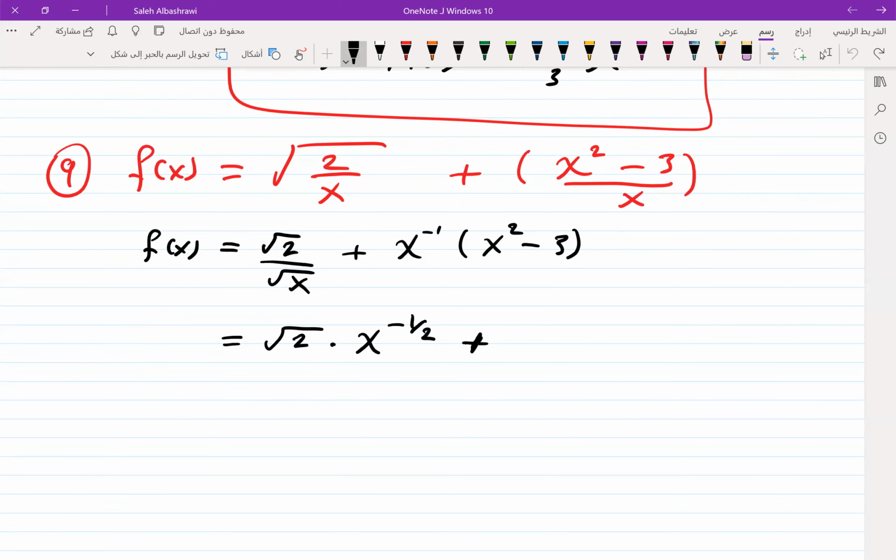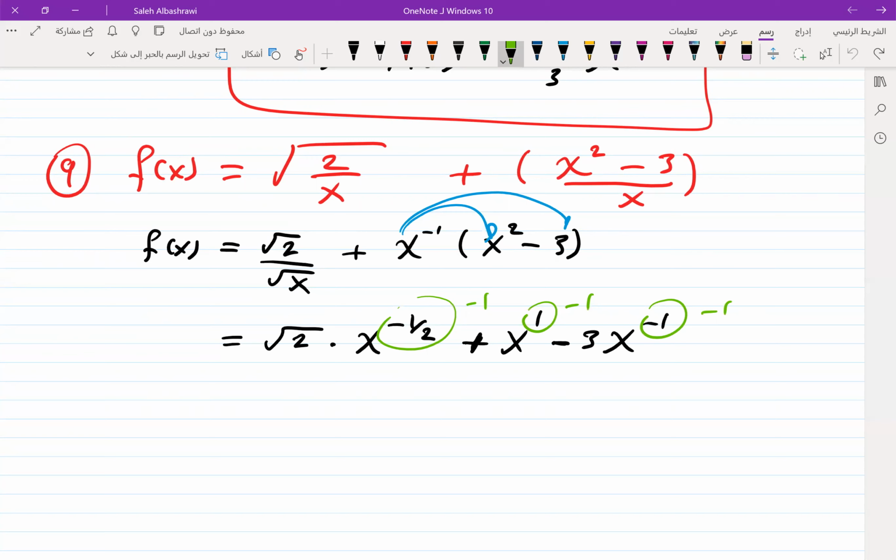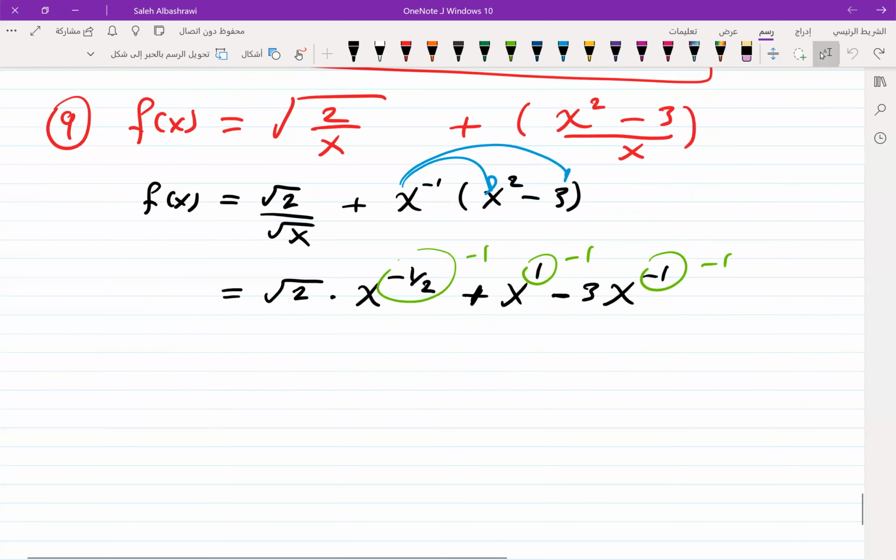And for the multiplication, we add the powers. I will have x to the power 2 minus 1 is equal to 1. This is the first term. Now go for the second term, minus 3 x to the power minus 1. Now I can differentiate. Keep in mind, in each power, we take minus 1 for the derivative.